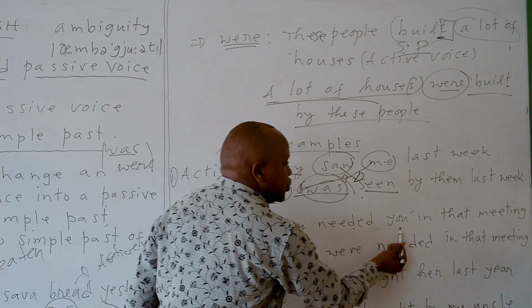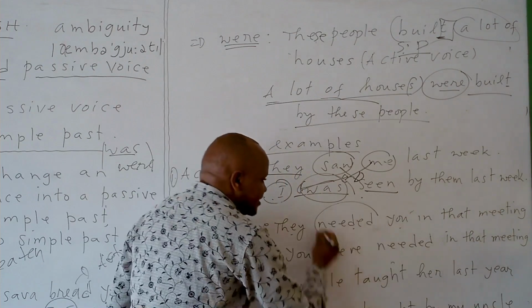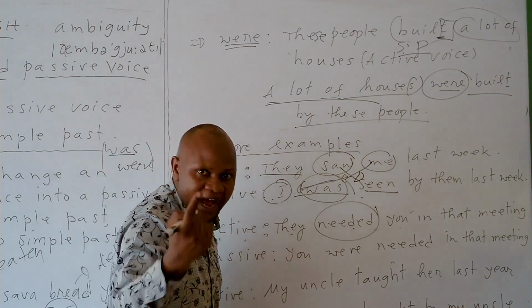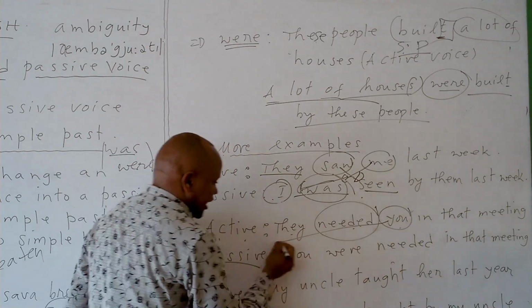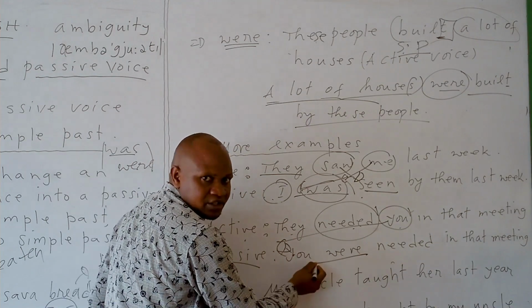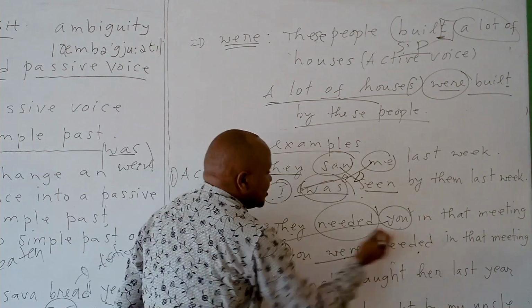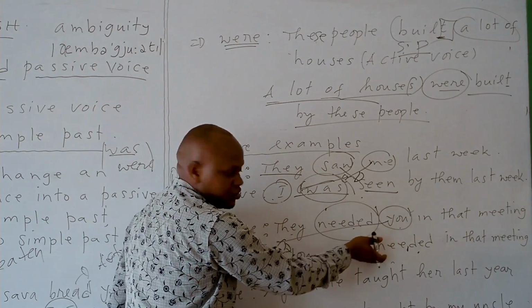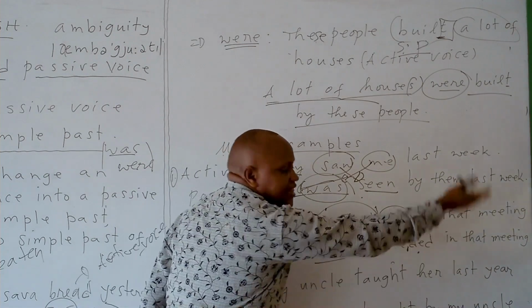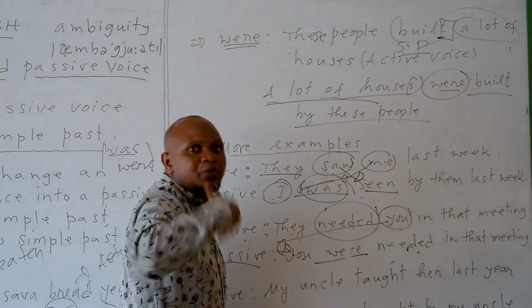Then the number 2 sentence is this one, active. They needed you in that meeting. This is the verb to need in simple past. Then here, passive voice will be you. You were, you see, you were needed. This is the past participle of the verb to need. You were needed in that meeting.